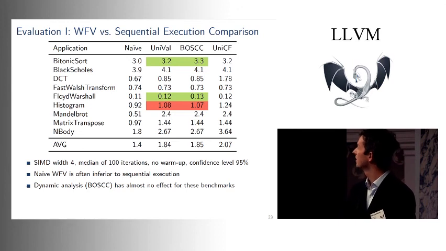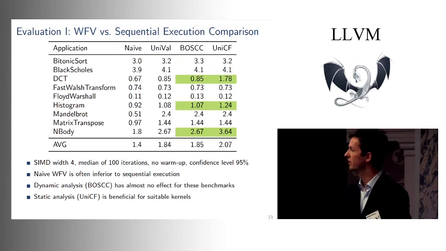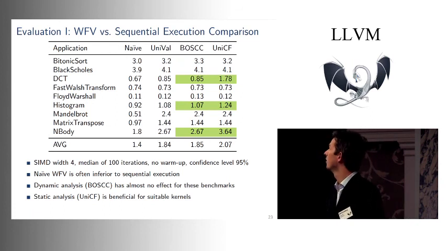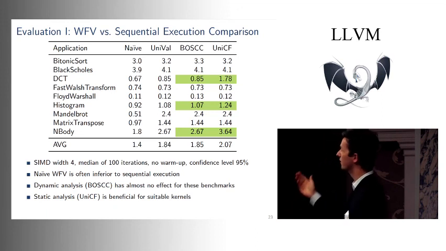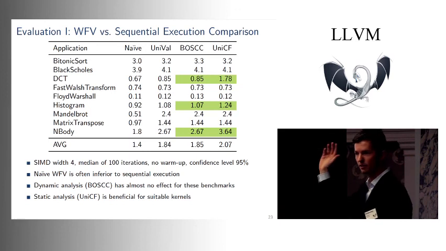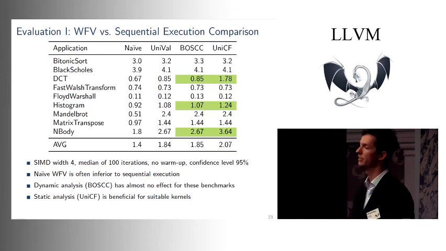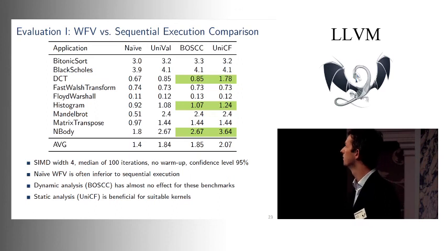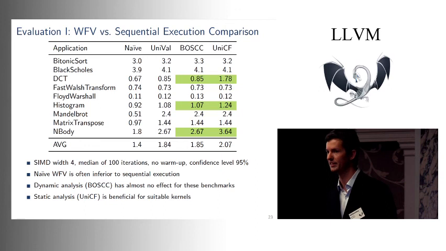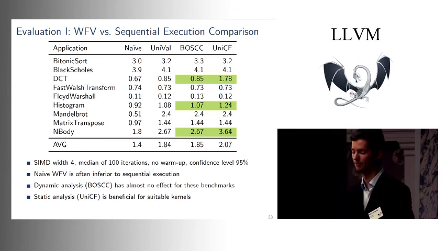Whereas the static divergence analysis in our linearization has quite a nice effect on a few of the benchmarks. For some, there's simply no uniform control flow, so the technique can't do anything, so the performance doesn't change. But for example, for the discrete cosine transform that we've seen, performance improves quite dramatically. And most importantly, it's actually faster than the sequential execution, which is probably the most important part.